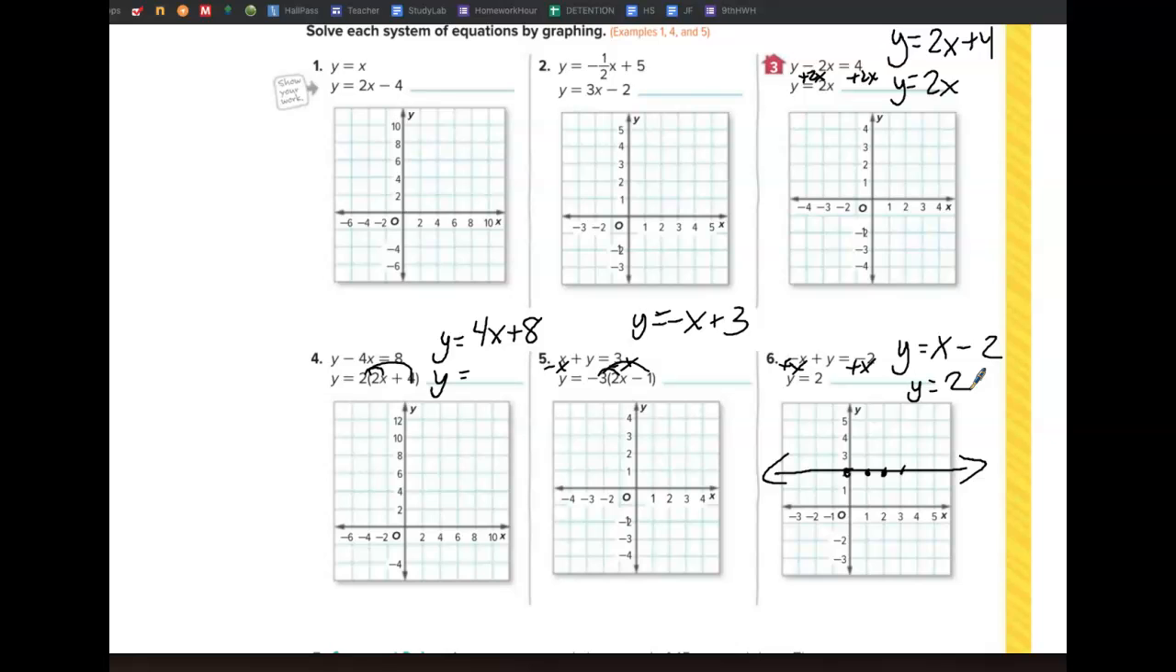So you can choose your partner, choose wisely. Yes, you do have to have a partner for this. You don't have to do your homework together. 1 through 6, you're going to graph it. You have to write a final answer. So remember, after you graph it, if they intersect, you need to tell me what point they intersect. If they don't intersect, they are parallel. What is your answer? No solution. If they are the same line, what is the answer? All right. Go.